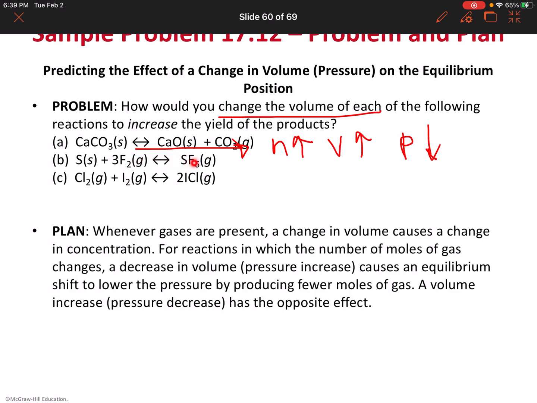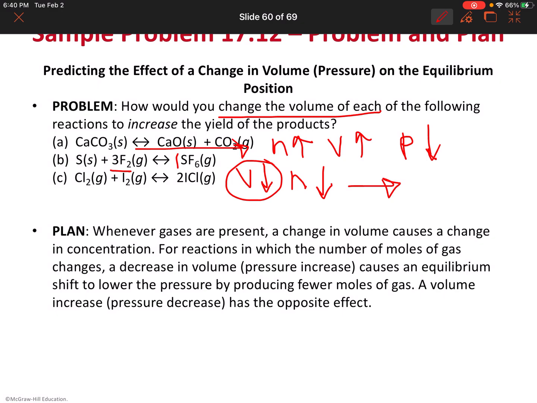But what we want is to increase the yield of the product. So what do we need to do? We need to decrease the volume. So when you decrease the volume, number of moles decreases. So this is 1, this is 3. So the number of moles will decrease by going forward, right? Making more of the SF6. So what we need to do is decrease the volume for the second one, right? And in other words, decrease in the volume means increase in the pressure. So then the equilibrium shifts to the right.